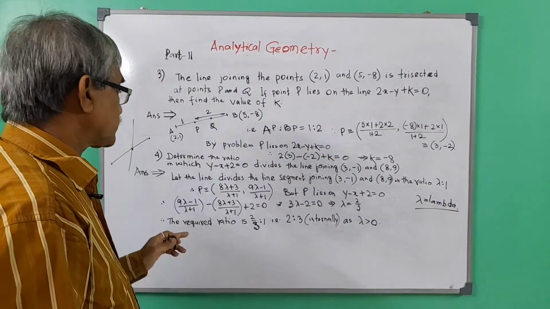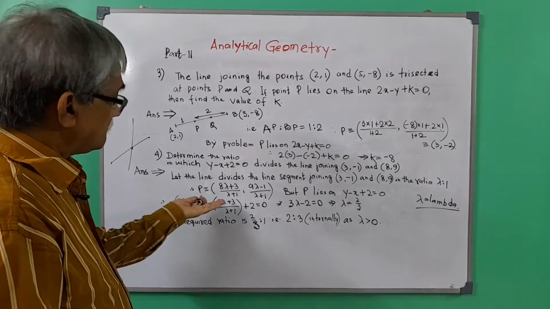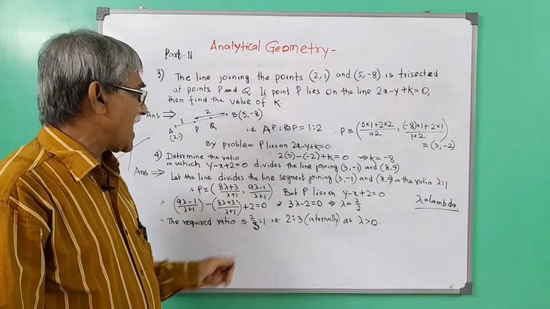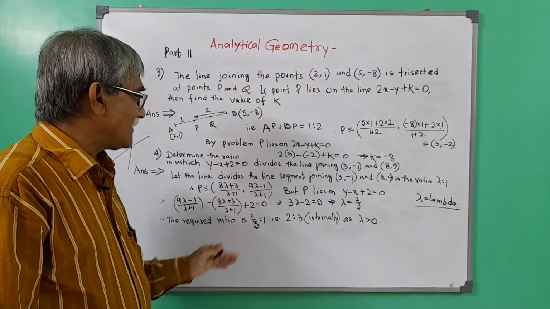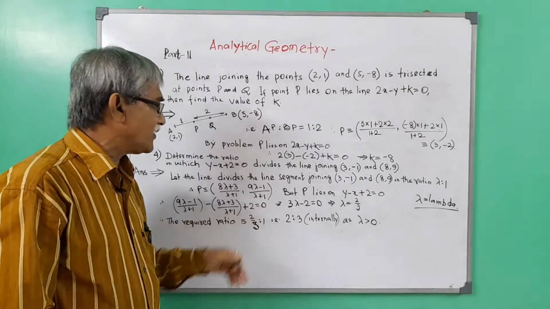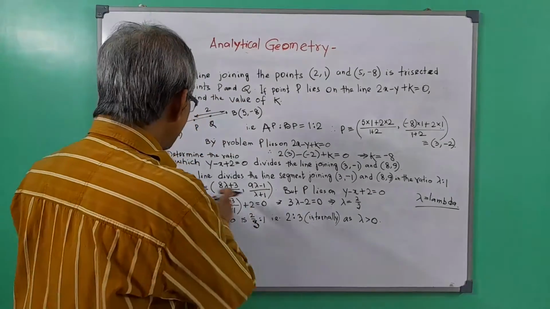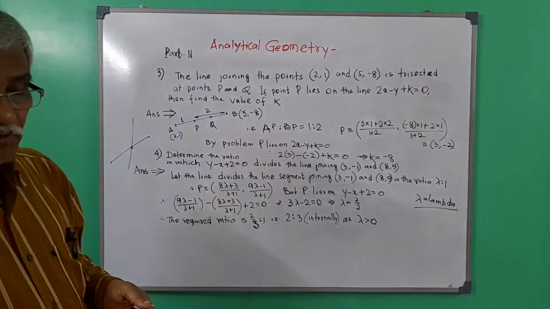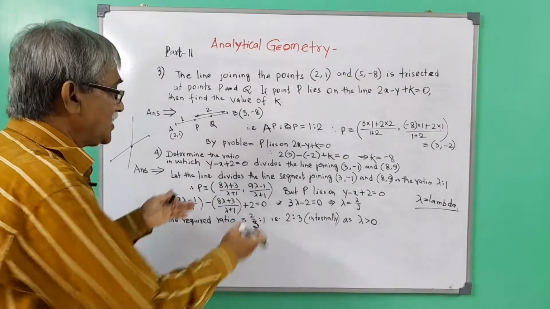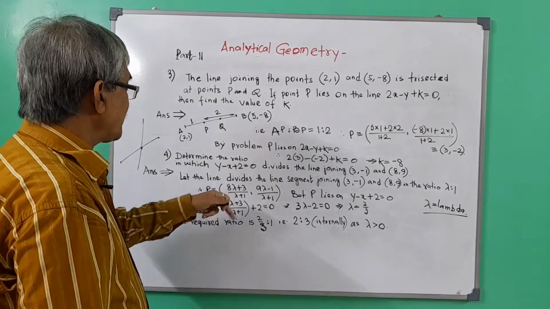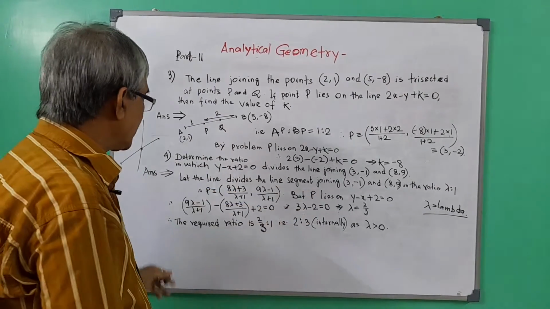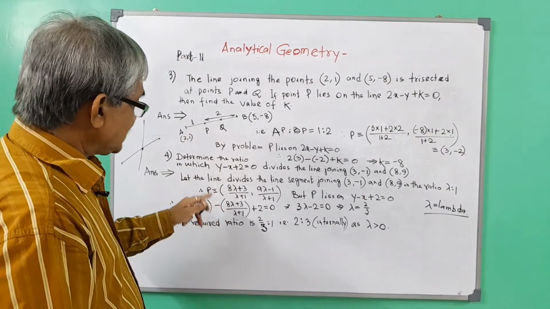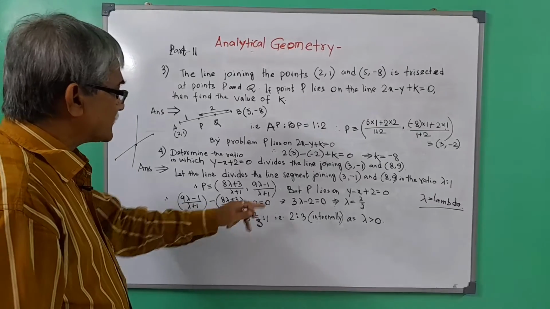Lambda is to 1. Therefore, P is equal to, by the section formula, 8 lambda plus 3 by lambda plus 1, 9 lambda minus 1 by lambda plus 1. But this point P is lying on the straight line y minus x plus 2 equals 0. You just put the coordinates of x and y into this given equation. That is 9 lambda minus 1 upon lambda plus 1 minus 8 lambda plus 3 upon lambda plus 1 plus 2 is equal to 0.